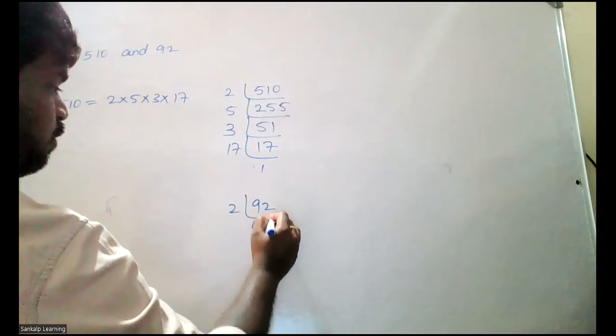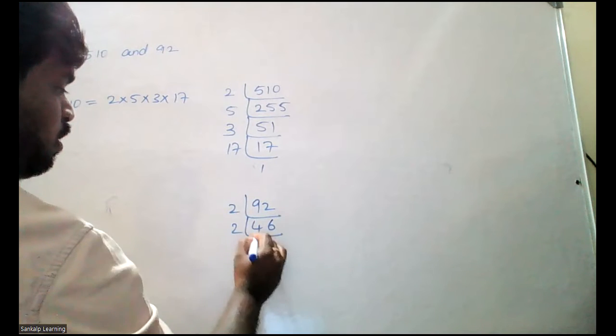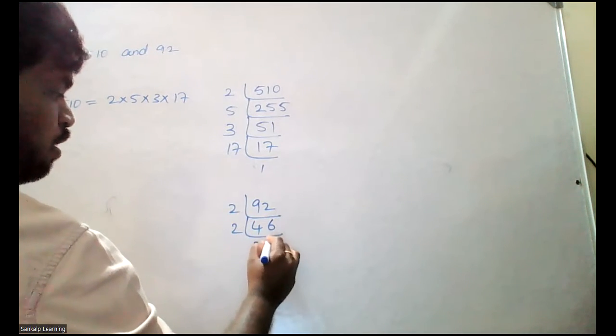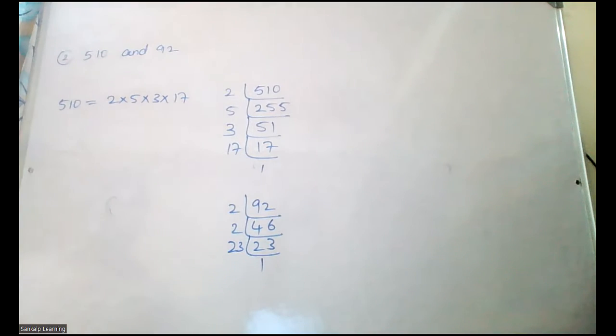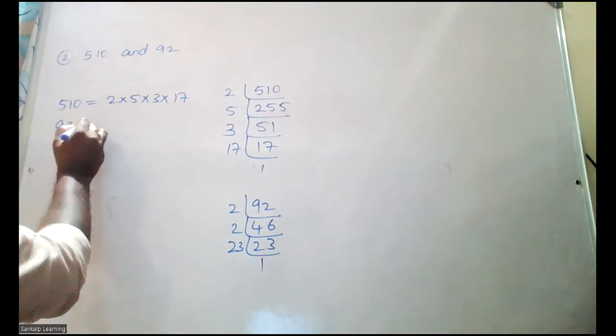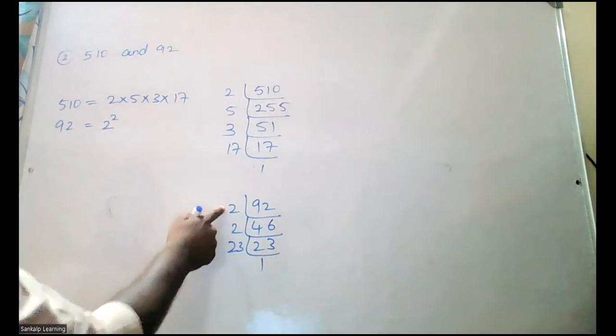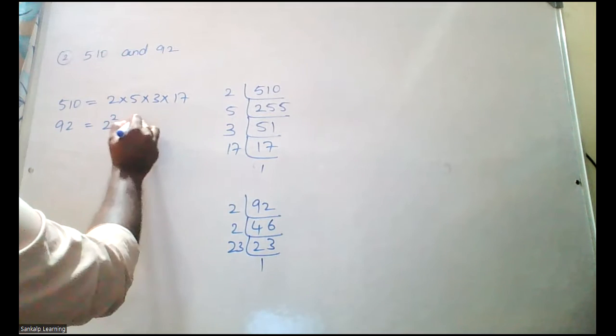2 4s are 8, 1 carry, 2 6s are 12, 2 2s are 4, 2 3s are 6. 23 itself is a prime number. 23 1s are 23. So 92 can be written as 2 square into 23, because 2 has come twice.